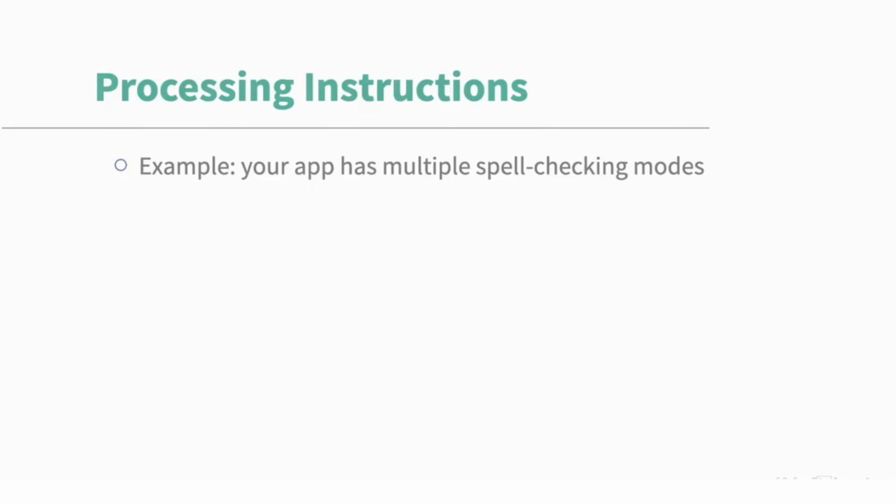And an example of why you might use a processing instruction is that maybe you have an application that has multiple spell checking modes. And in particular, you might want to indicate to your app that a particular language should be used when the document is being spell checked. So in this case, I would specify that the spell check mode should be British English rather than American English, for example. It's just a way for the XML data to contain information that the parser itself can use to affect how the parsing is executed.